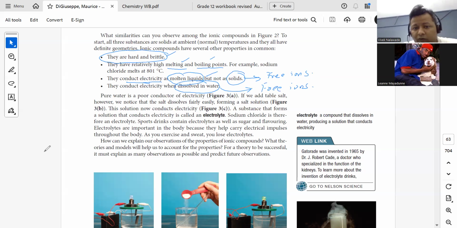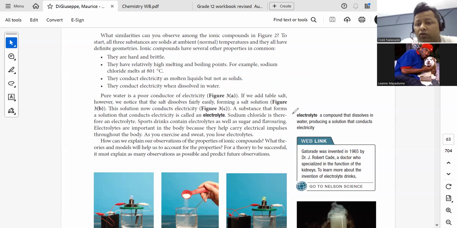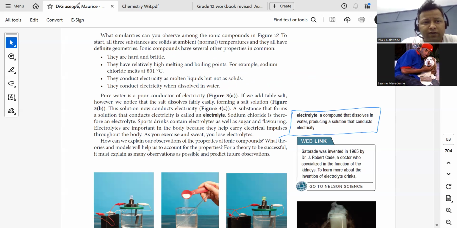Now you must be aware of this term, electrolyte. An electrolyte is a compound that dissolves in water, producing a solution that conducts electricity.